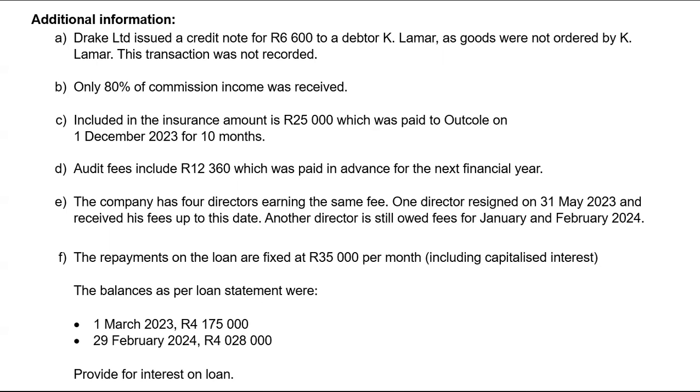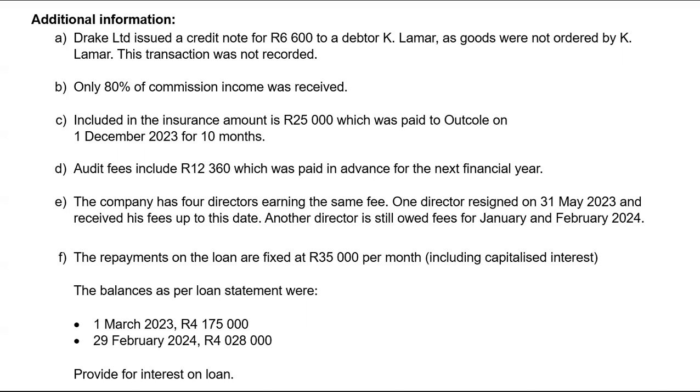So in this case, this person left on the 31st of May. So after the 31st of May, we won't be paying them. Our beginning of the year is March. So you're going to pay this person in March, April, May, 3 months. So if director's fees was X, it will be 3X for one director. Remember, there's four, three more to go.